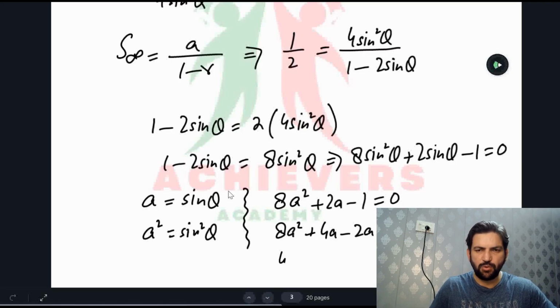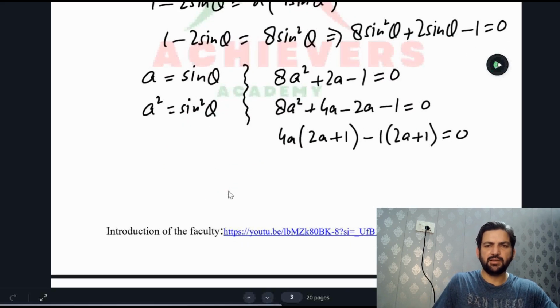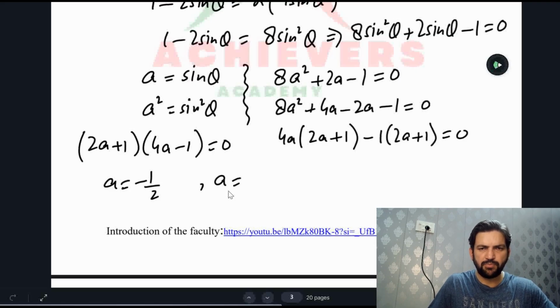So we can take 4a as common. So 4a into (2a plus 1) minus 1 into (2a plus 1). From here we can say that we will have two answers: (2a plus 1) into (4a minus 1) is equal to 0. So a will be equal to minus 1 by 2, and a will be equal to 1 by 4.